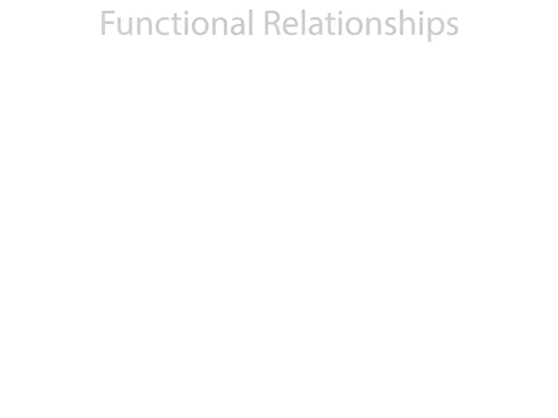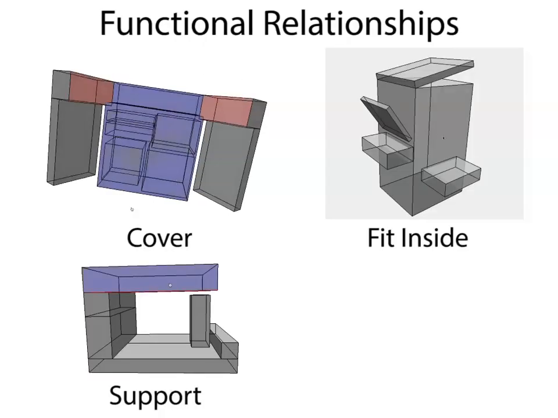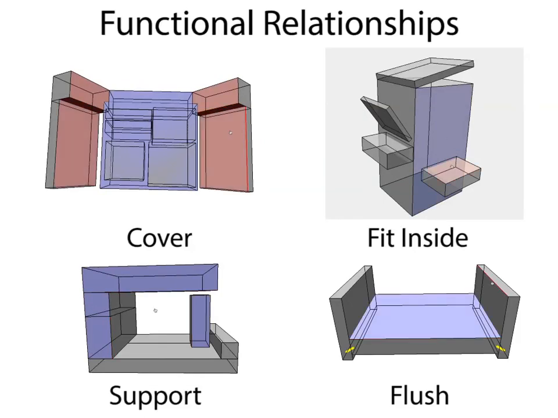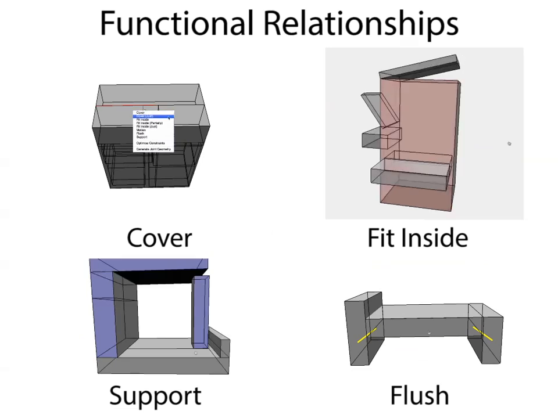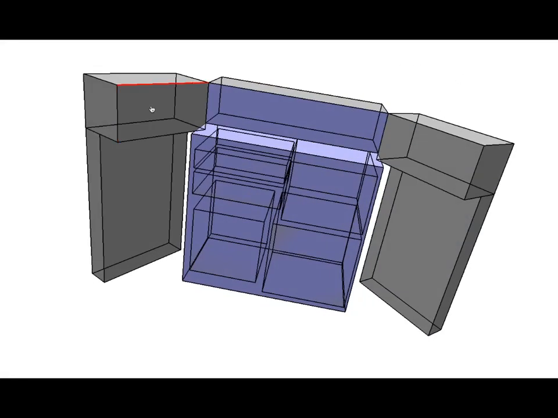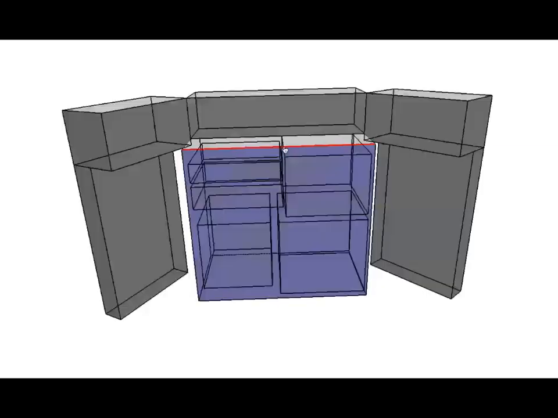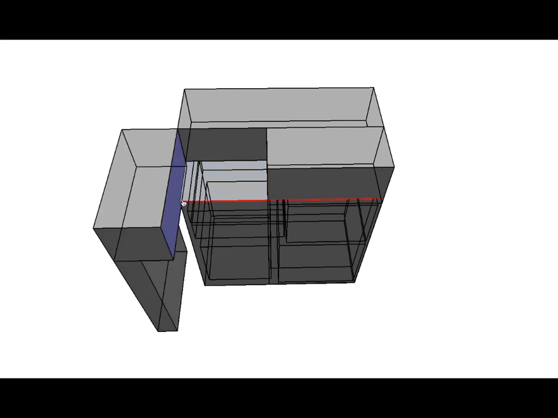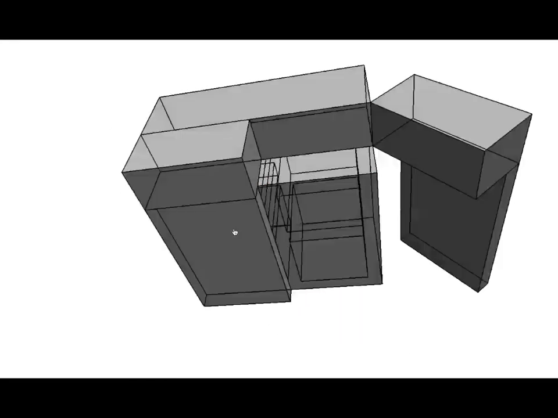Our system supports 4 types of functional relationships: cover, fit inside, support, and flush. We provide semi-automated tools that allow users to quickly specify these relationships. To specify a cover relationship, the user selects both the covering and covered faces and directly manipulates the relevant parts into the covered configuration. The system updates the part geometry to ensure the relationship holds.